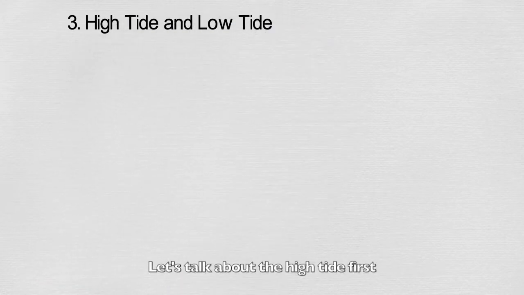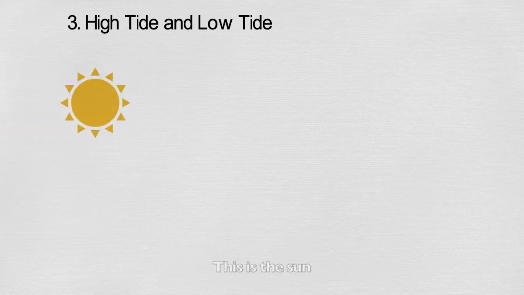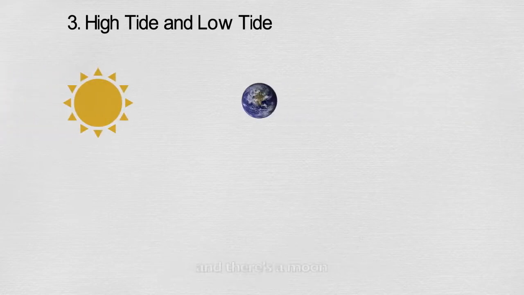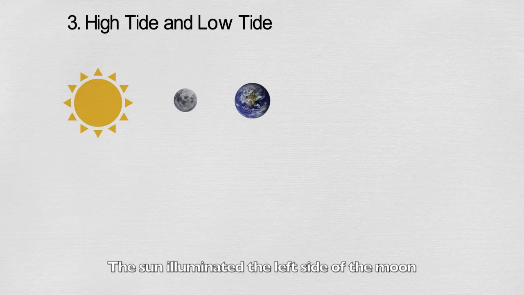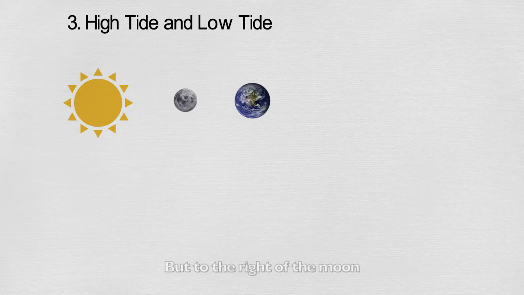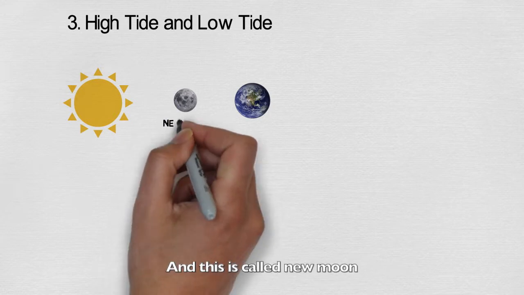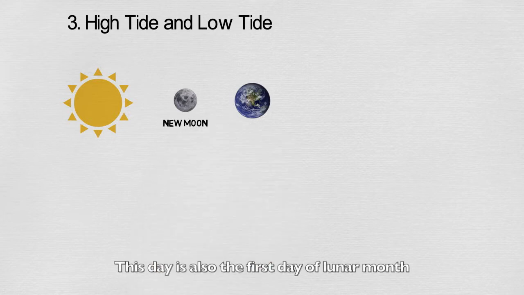Let's talk about the high tide first. This is the sun, and this is the Earth. And there is a moon. If the moon is now in the middle of the line between sun and earth, the sun illuminated the left side of the moon. But to the right of the moon, people on earth can barely see any light from it. So the moon is almost invisible, and this is called new moon. This day is the first day of a lunar month.